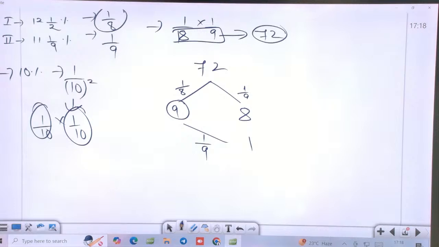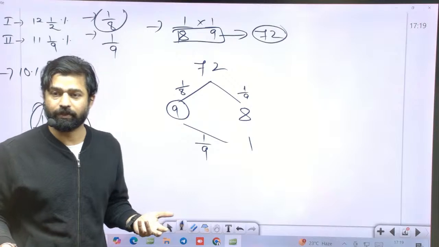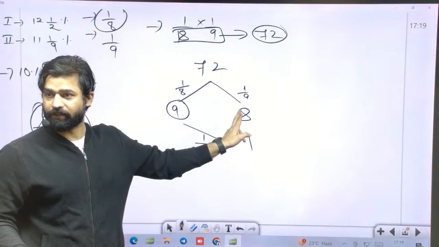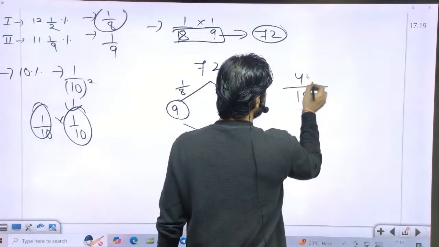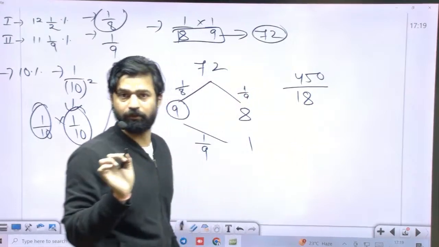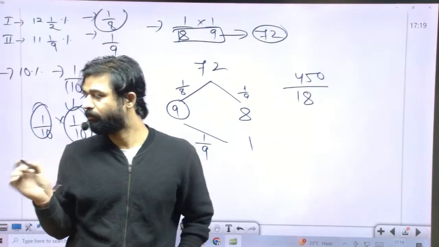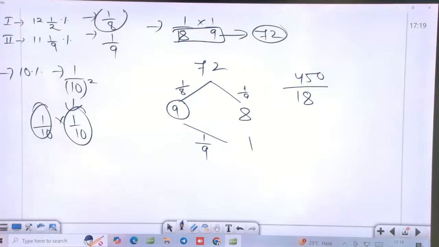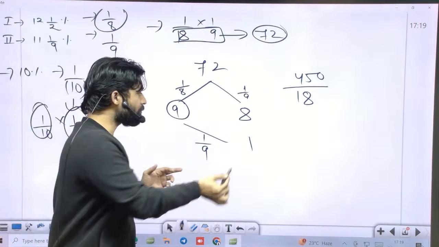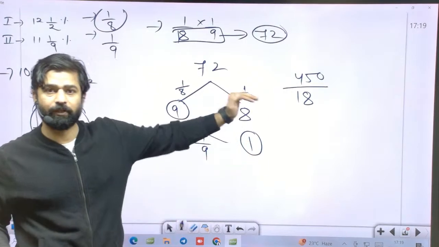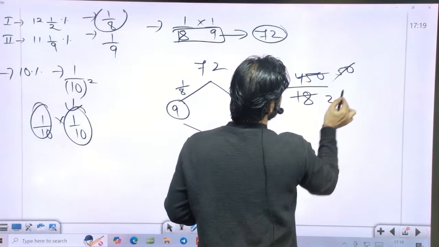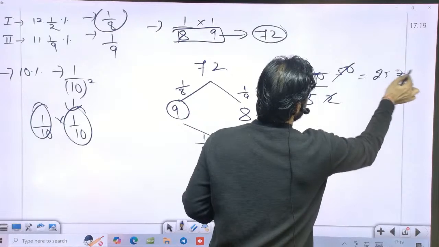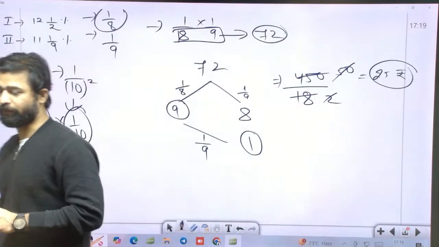Now what is given in the question? The compound interest for 2 years is 450. But according to this chart, what is the compound interest? 9 plus 8 is 17, plus 1, 18 units. So we can say the value of 18 units is 450. And we have to find out the sum invested, the difference between CI and SI. The difference between CI and SI is 1 unit. So we have to find out the value of 1 unit. Cancel it out, 9 into 2, 450 by 18 is 25. So the answer is 25 rupees. That's it.